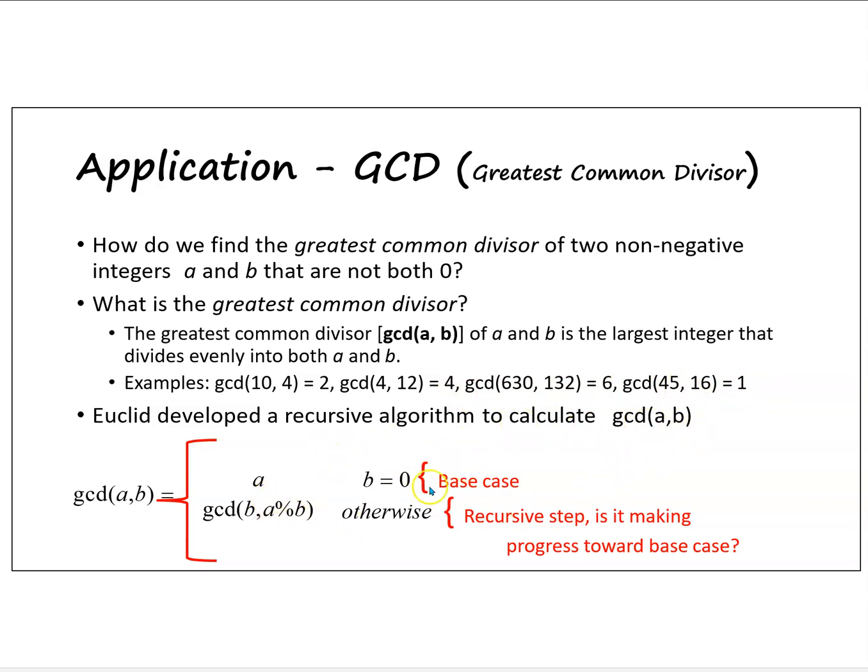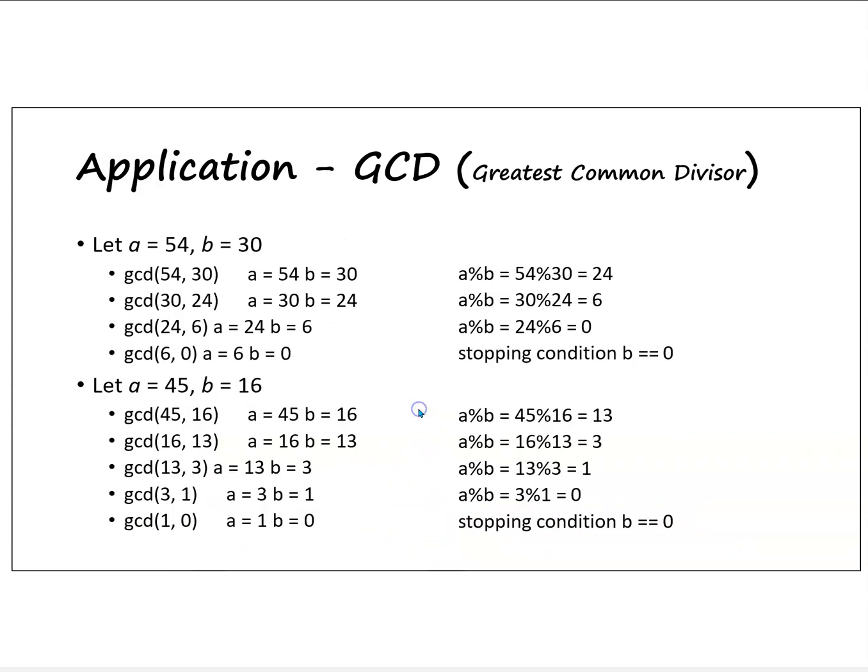The base case is: if b equals 0, the result is a. Otherwise, return the GCD of b and a mod b. And this makes us move towards our base case. So in this example, let a equal 54 and b equal 30. The first time we call it, a equals 54, b equals 30. The second time we call it, a equals 30 and b equals 54 mod 30, which is 24, and so forth. The stopping condition is when b hits 0.